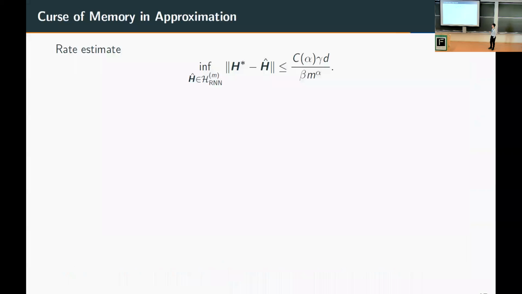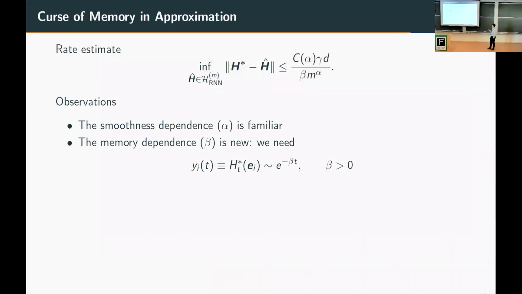Okay, so let's take a look at this rate. Here, the smoothness dependence, this C_alpha m to the minus alpha, is familiar. It's the same as Jackson's theorem for polynomial approximation. But the beta part is new. So we assume that the memory term, the derivatives of this guy, decays like e to the minus beta. Okay, so this is a derivative here.